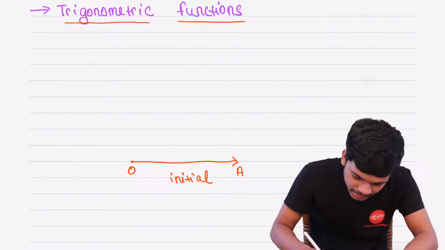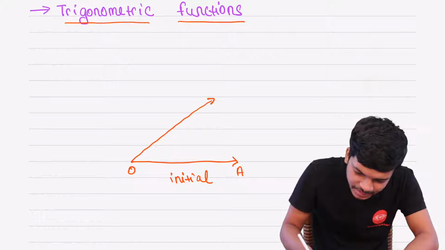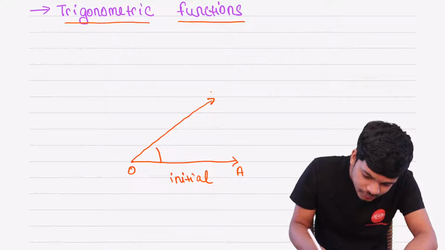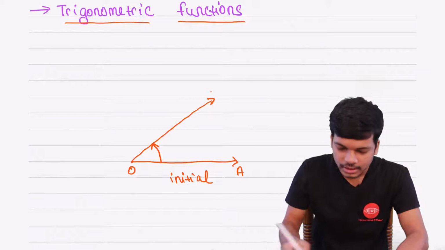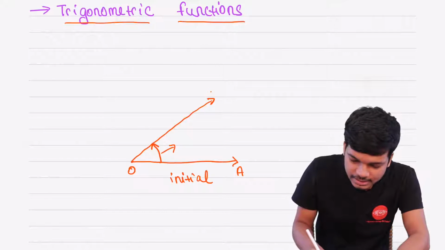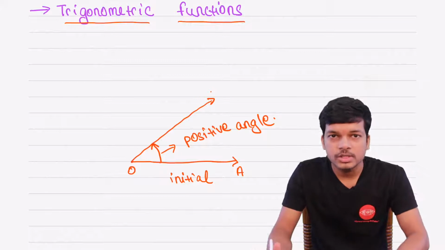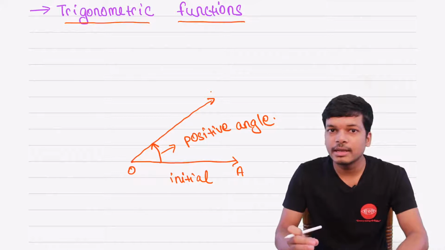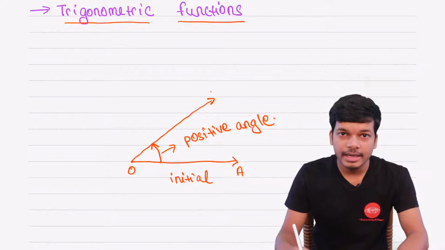So we are rotating this ray OA till somewhere here. So what you get is an angle formed here which is in anti-clockwise direction. So the angle which we have formed here is a positive angle. Always remember that any anti-clockwise rotation of any ray gives you a positive angle. Now let us talk about a negative angle.